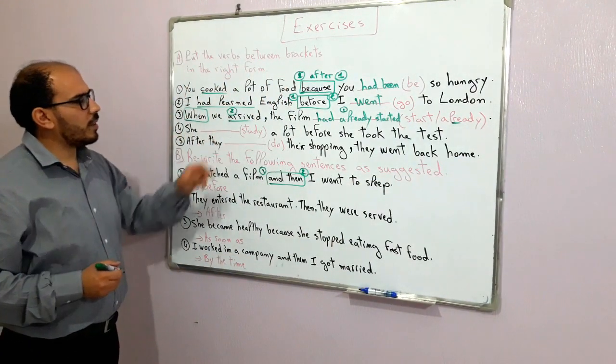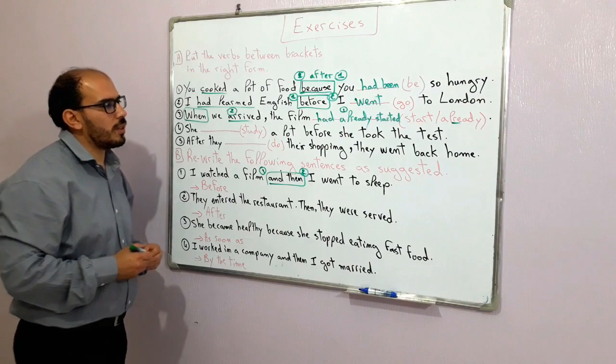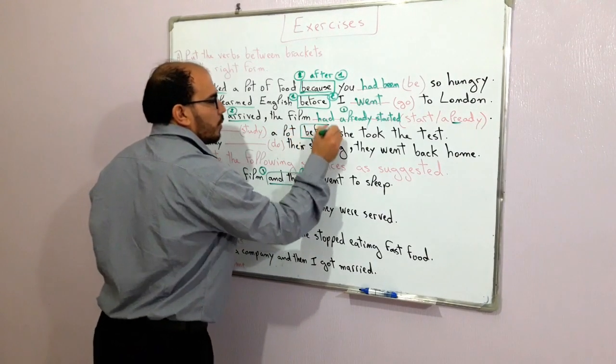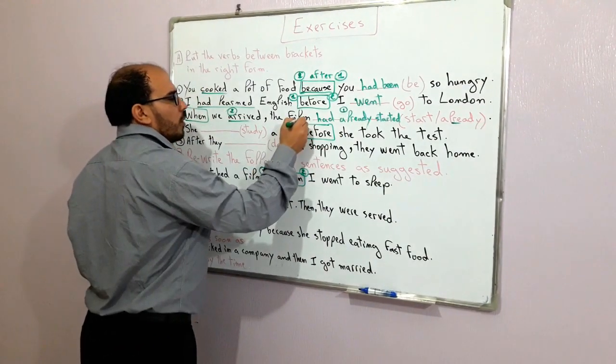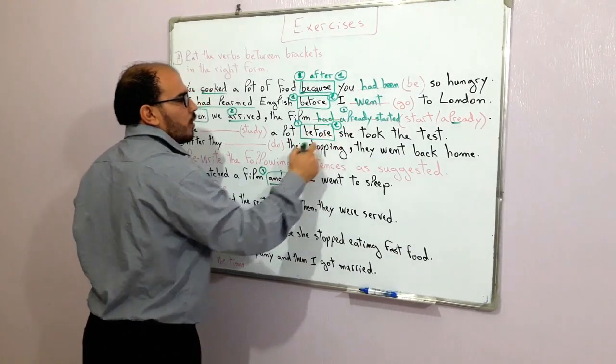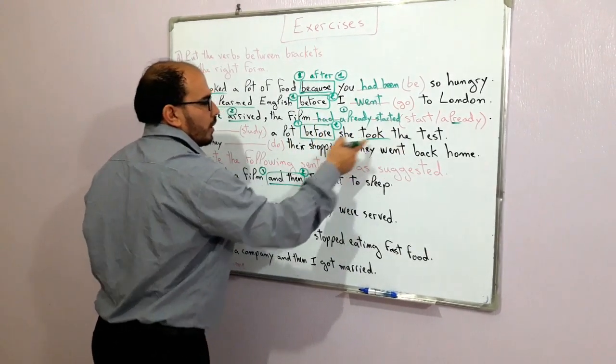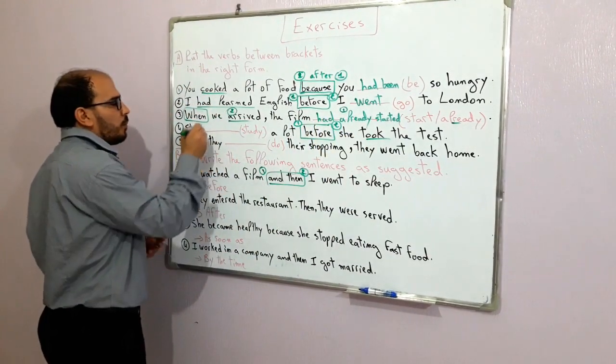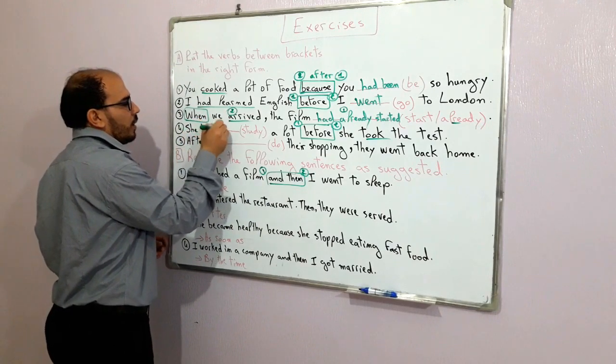Next, she studied a lot before she took the test. So once again we have two. So we have one before two. So that's why we have took here in simple past, and here must be past perfect. Had studied.